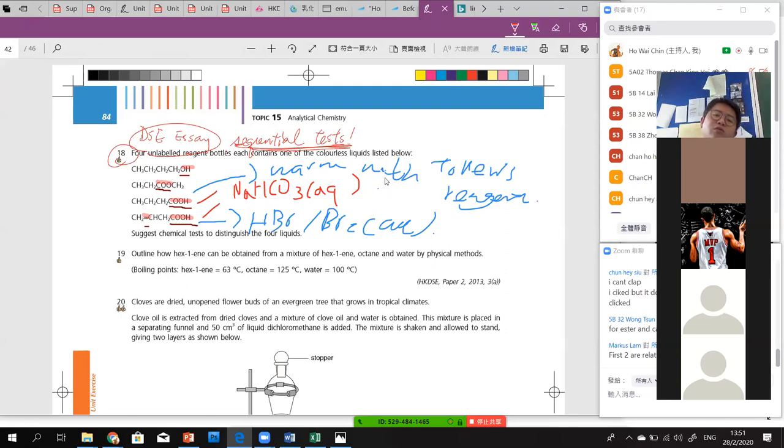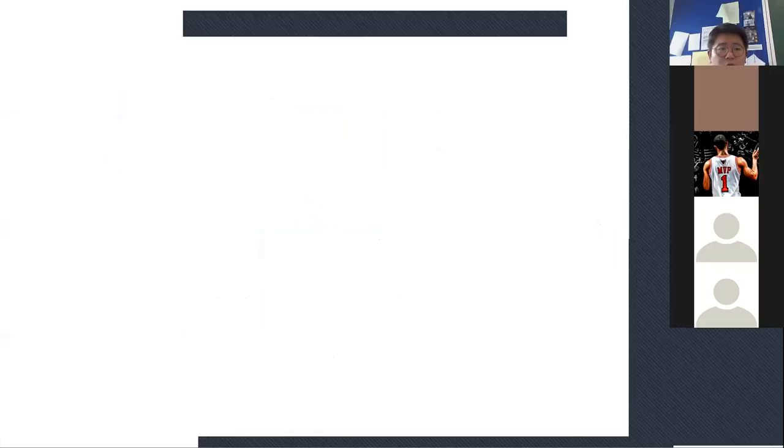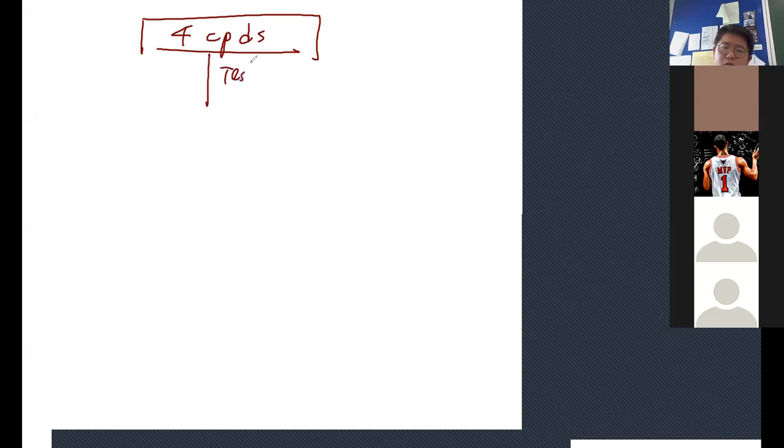So the best way to tackle this problem is to use a whiteboard. I'll show you a whiteboard. So what does sequential mean? You are going to add to the four compounds here one test, and further classify them into whether it's this part or this part, maybe positive result, negative result. Can you get my point? Something like this.